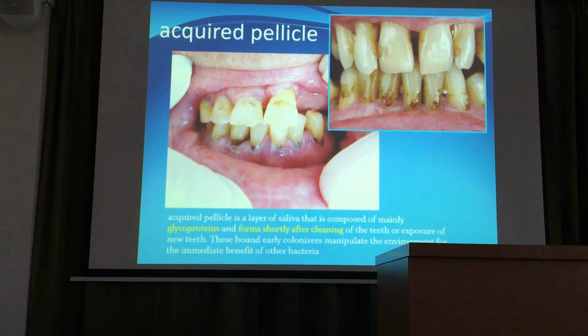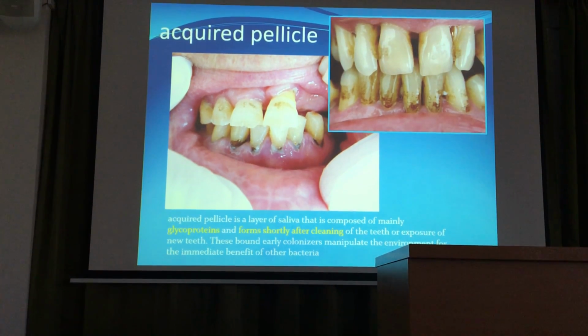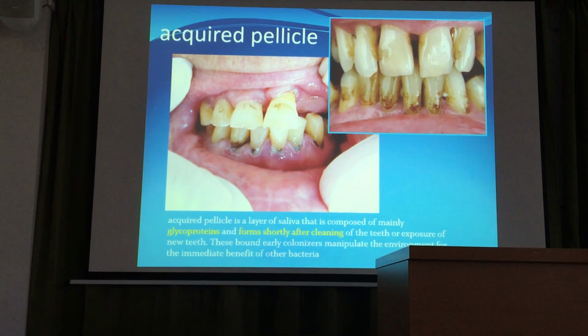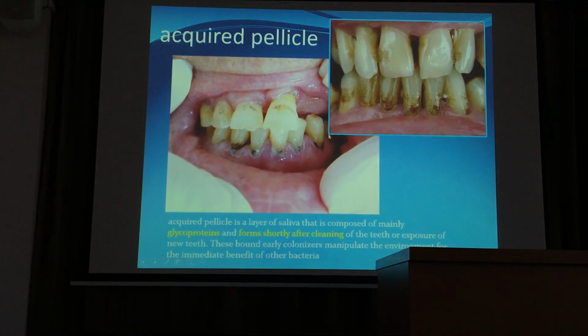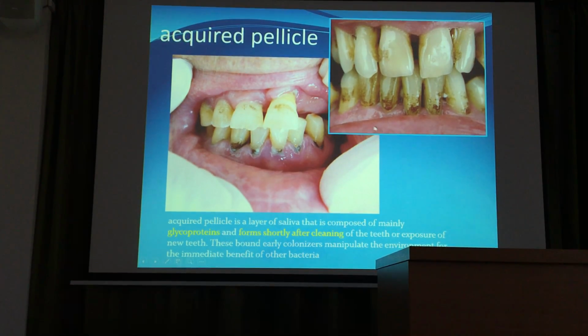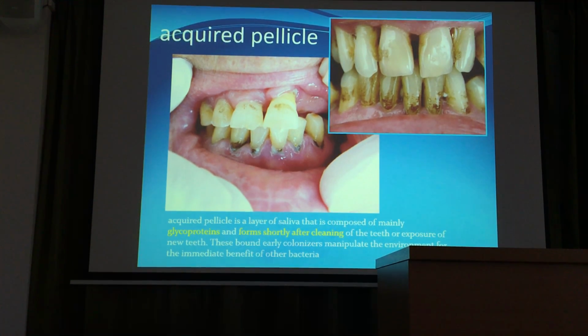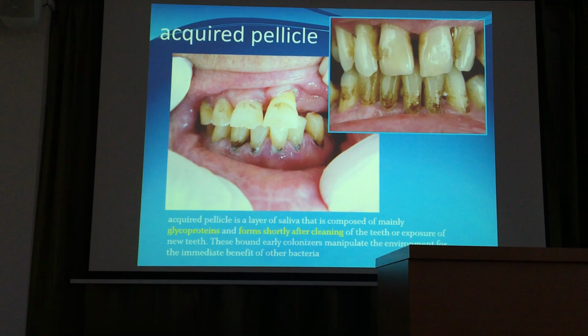After tooth brushing, within several hours we receive a glycoprotein layer called the acquired pellicle. This pellicle is a very thin layer on the tooth surface, and it's invisible. But in smoker patients, we can see these brownish discolorations everywhere. This is the acquired pellicle. The problem with this layer is that it is the first phase of plaque formation. This is not a bacterial layer, it's just a protein layer, but it's a very good basis for bacteria to attach to the tooth surface.